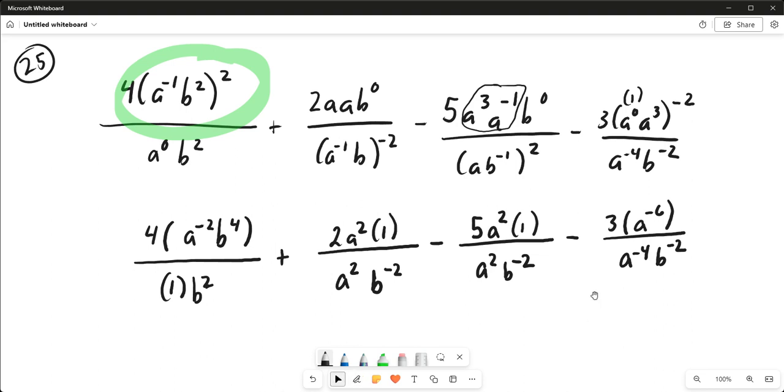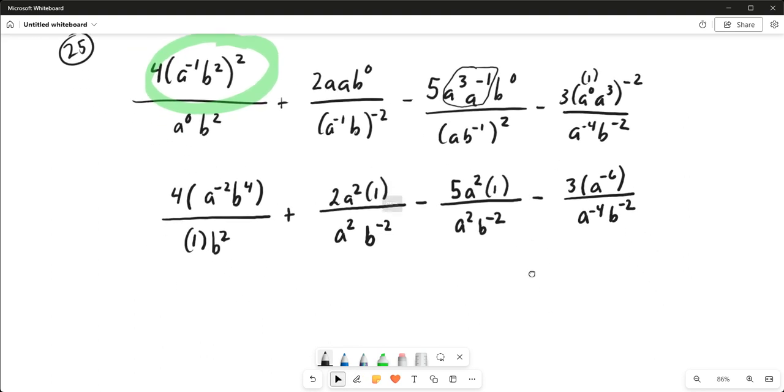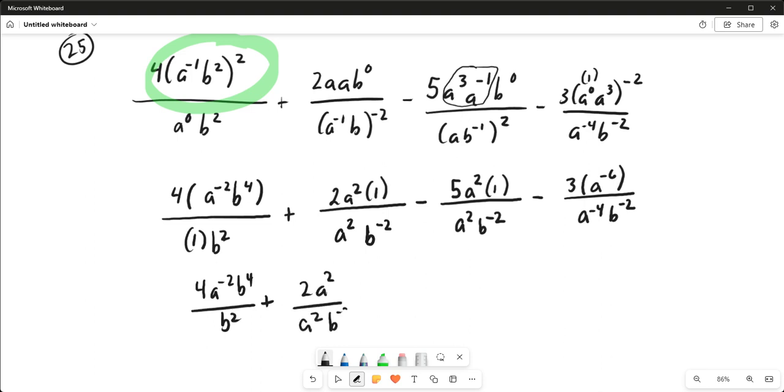Okay, now we need to simplify again. And remember that everything in this problem, the answer is supposed to be with all exponents positive. So when we simplify, this is going to be 4a to the negative second, b to the fourth over b to the second, plus 2a squared, a to the second, b to the negative second, minus 5a to the second over a to the second, b to the negative second, minus 3a to the negative 6 over a to the negative fourth, b to the negative second.